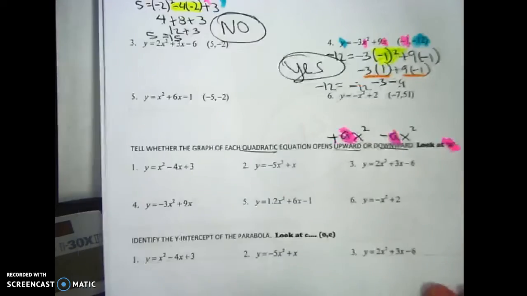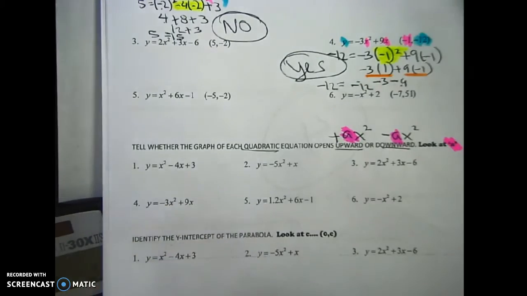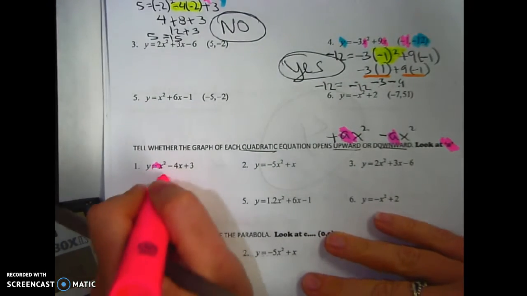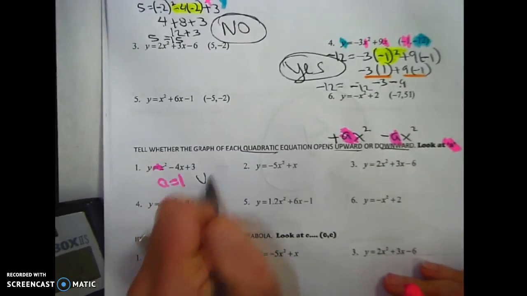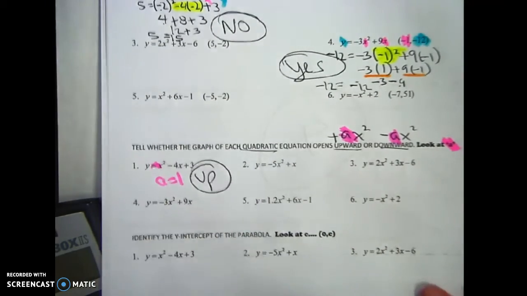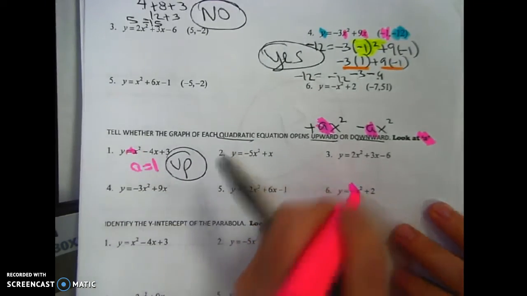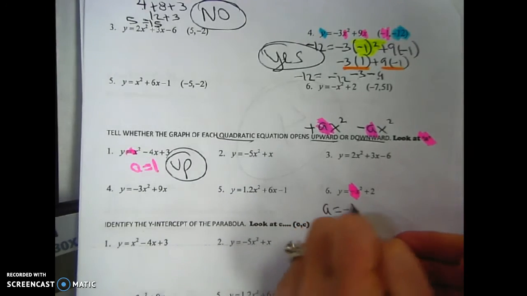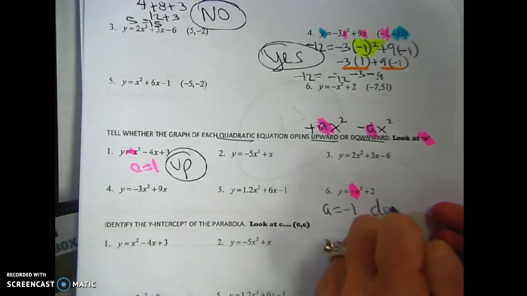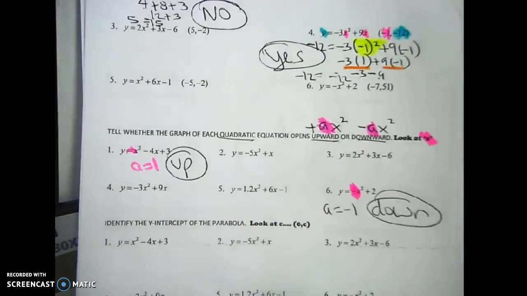So let's literally start with the first one. So if you look here, you're going to have to identify a. A equals 1. It's positive. It's going up. Over here, number 6, it's negative. A equals -1. It's negative. It's going down. That's it.